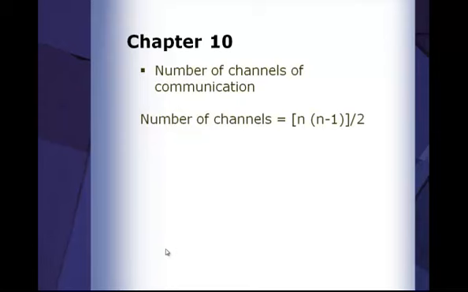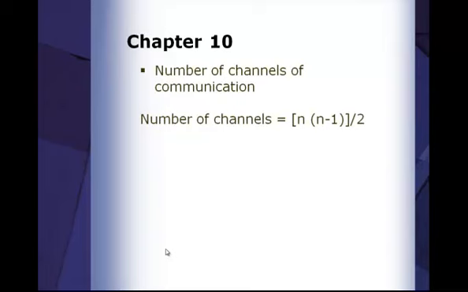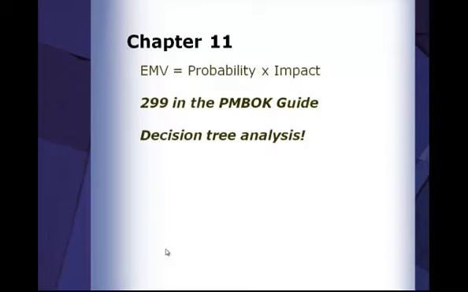Chapter 10, the only calculation here is on the number of channels, n times n minus 1 divided by 2, which isn't that difficult, but the other things in communication. Understand the process of communication, understand where your stakeholders come in, understand what the communications management plan involves. Going back a slide, I should have mentioned, understand what developing your human resource plan involves, because that is a loaded document. So, talking about chapter 11, big thing here is EMV, expected monetary value, probability times impact.